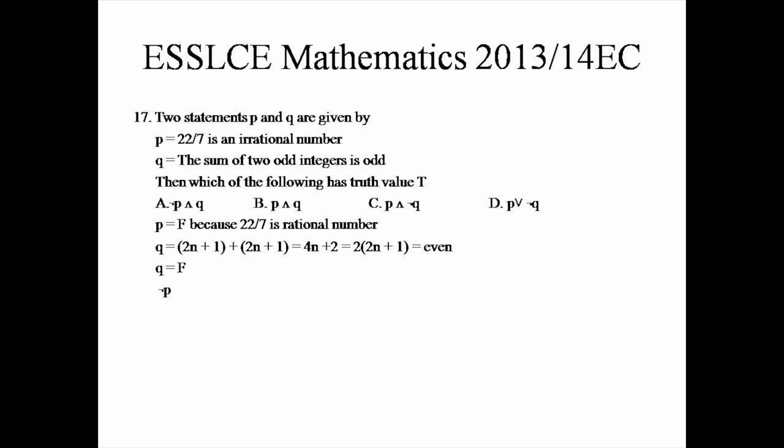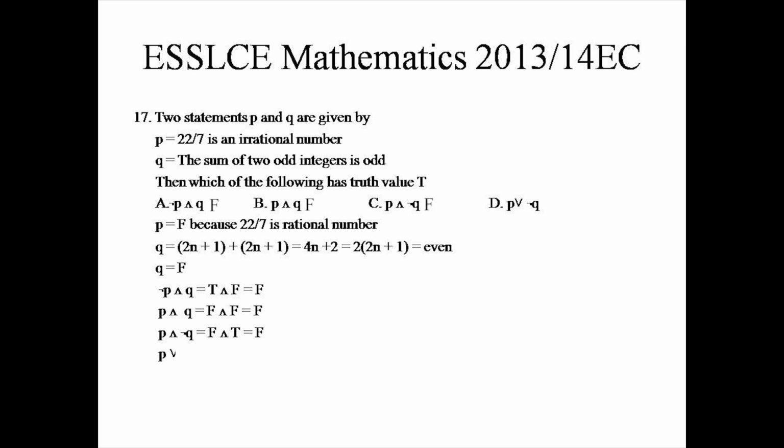Hence, negation of P and Q: P is false, then negation of P is true, and Q is false. True and false is false. Thus, choice A has a truth value of false. P and Q: P is false and Q is false. False and false is false. So choice B has a truth value of false. P and negation of Q: P is false and Q is false, then negation of Q is true. False and true is false. Thus choice C has a truth value of false.